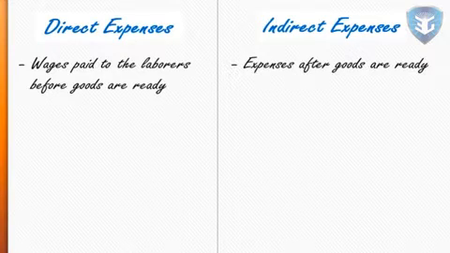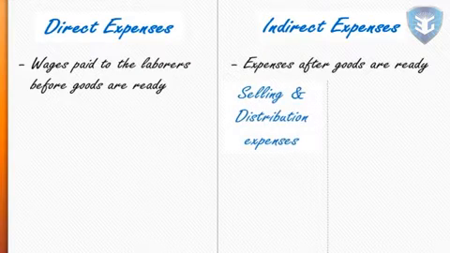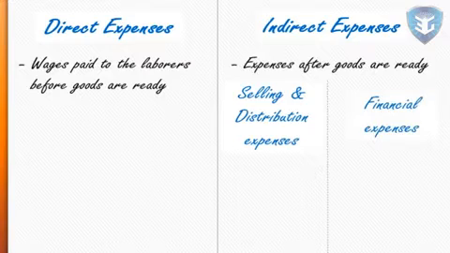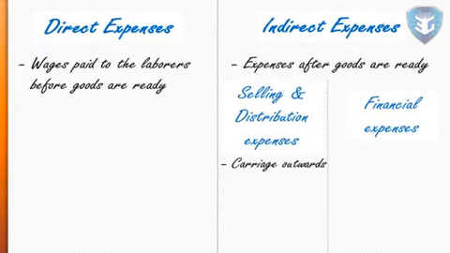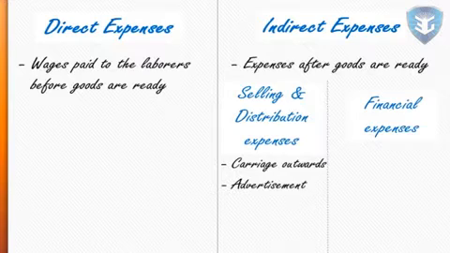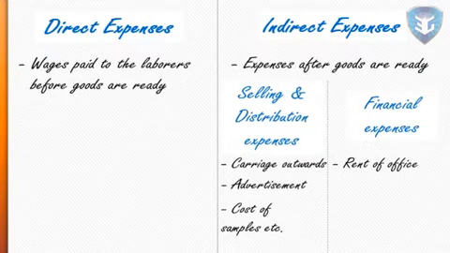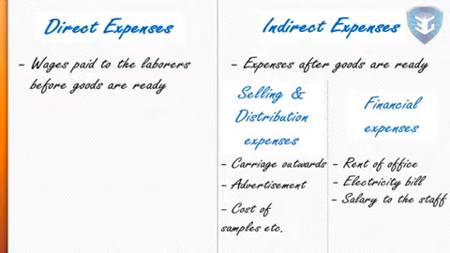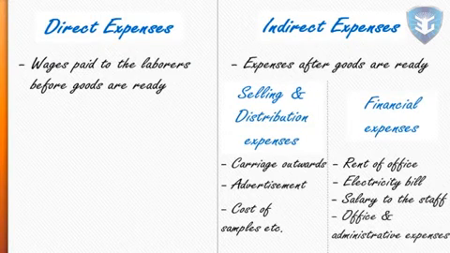And under the category of indirect expenses, we cover selling and distribution expenses, and number two, financial expenses. Selling expenses, suppose carriage outward, advertisement, the cost of the samples, etc. And financial expenses, suppose you have paid the rent of the office, electricity bill, salary to the staff. And the third category is office and administrative expenses, meaning any expense related to your office or administration. All these are indirect expenses.